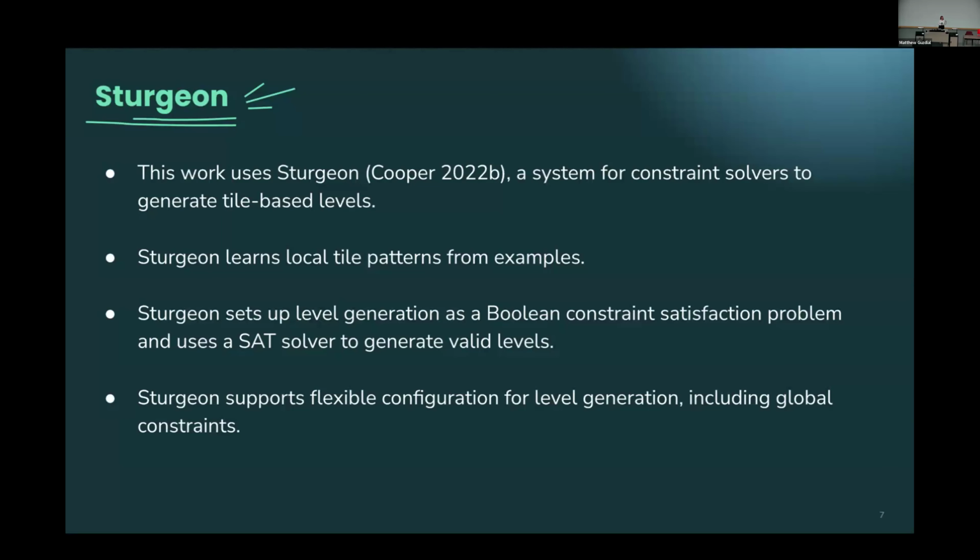So what we decided to do is port this space-time idea into Seth Cooper's project Sturgeon, which, like wave function collapse, learns input patterns from examples, but it formulates level generation as a generalized constraint-based problem, which can be solved using a SAT solver, which we hoped would make this a lot more efficient. In addition, because it's using a more generalized constraint-solving problem, we can introduce additional configurations and global constraints to hopefully avoid violations.